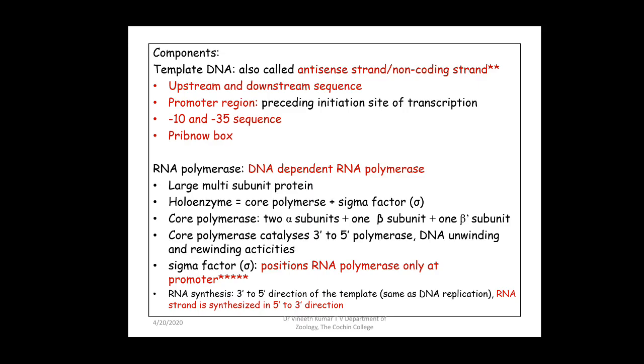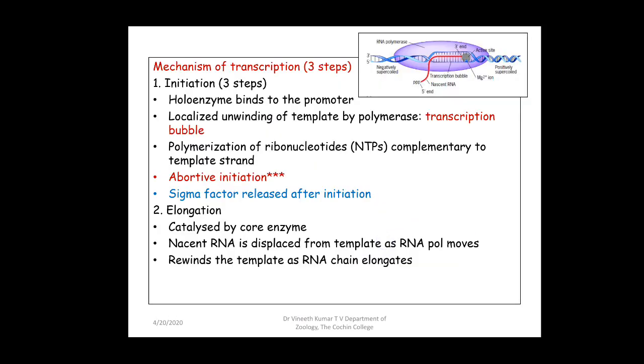So coming to the mechanism of transcription, as we said earlier, there are 3 steps: initiation, elongation, and termination. First we are moving on with the initiation step. Initiation is nothing but the binding of our holoenzyme to the promoter region. When the core is associated with the sigma factor, it correctly places the polymerase at the promoter region, and it starts unwinding the DNA.